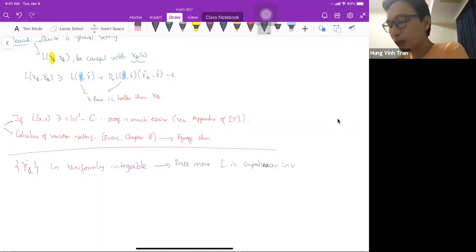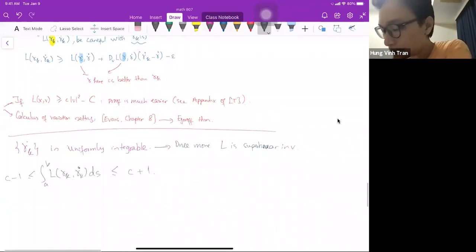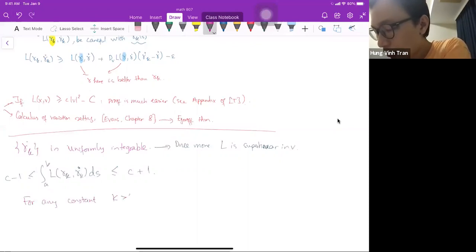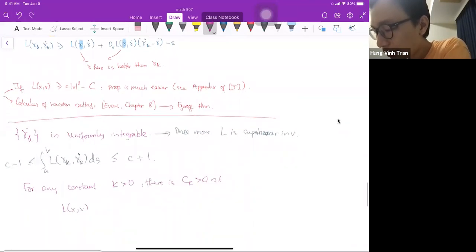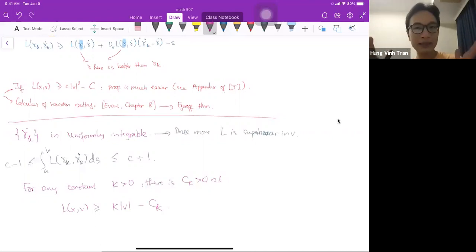Rather strongly, because you see that the integral on A B of L of gamma k dot ds is bounded, right? I mean, we just assume that it's already bounded between C minus 1 and C plus 1. So what's the point? How do we prove that it's uniformly integrable here? The fact that L is superlinear is that for any constant k greater than 0, there is ck greater than 0 such that L of x v is greater than or equal to k times v minus ck. So it has linear growth at least k, and you have to subtract a big constant ck. It doesn't matter.